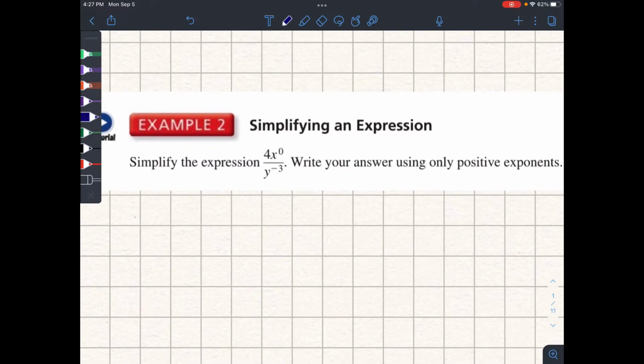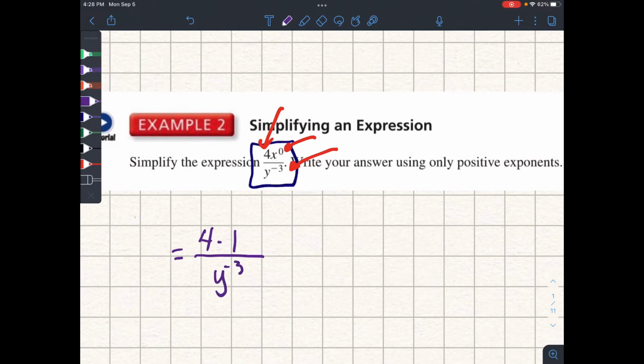Another example, example 2, simplifying an expression. Here, we have some variables, some letters showing up, and we're going to use the same property. Note we have a 0 and a negative. Which one do you deal with first? And what about the 4, right? Well, notice the 4 doesn't have any exponents. So the first thing we'll note is that the 4 stays by itself above where it is. Again, hopefully you haven't forgotten, a 0 exponent turns that x into a 1. Yippee. And all I need to worry about now is this -3 exponent.